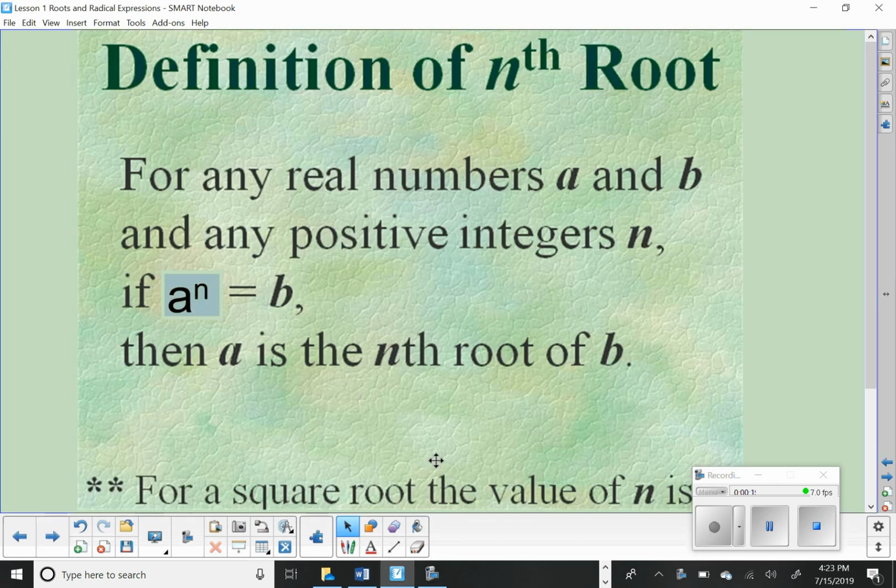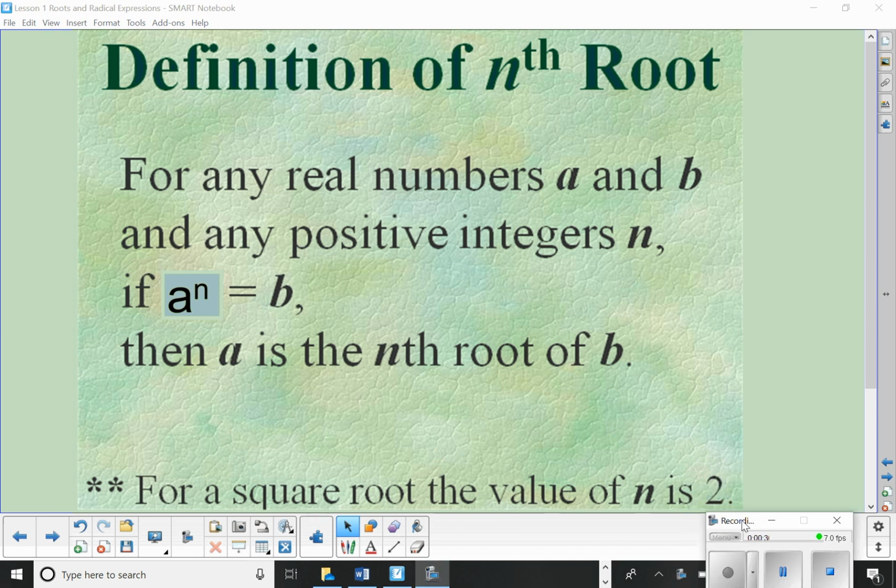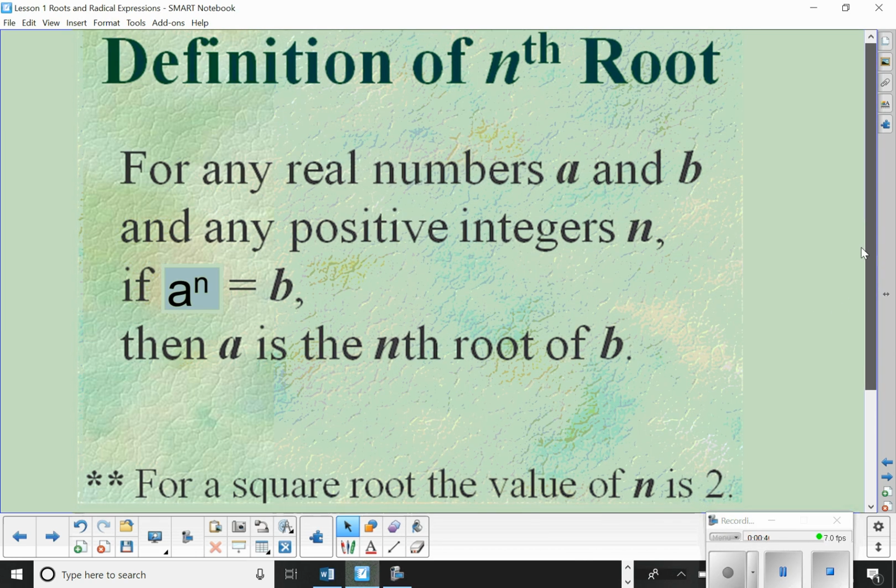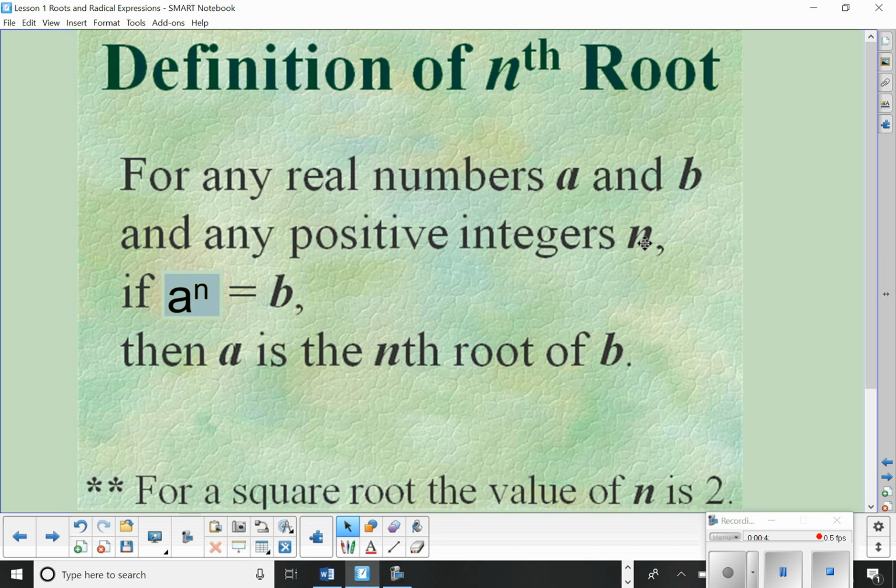All right, definition of the nth root. For any real numbers a and b, and any positive integer n, if a to the n equals b, then a is the nth root of b. That's just a definition. Now, understand that for the square root, the value of n is 2. Anything else is called cube root, fourth root, fifth root, etc. So it's pretty easy to figure out what the n is.